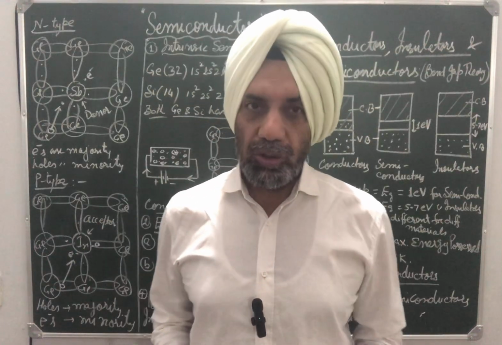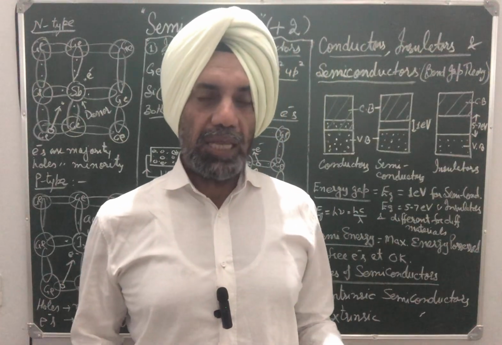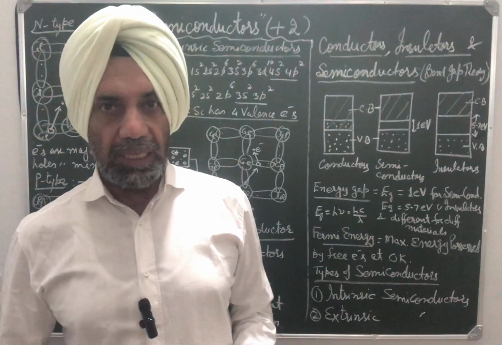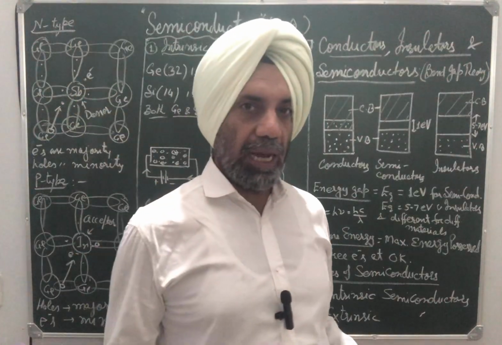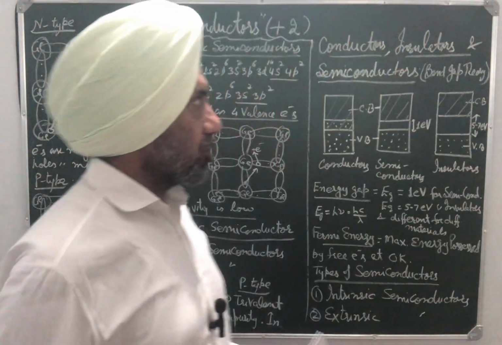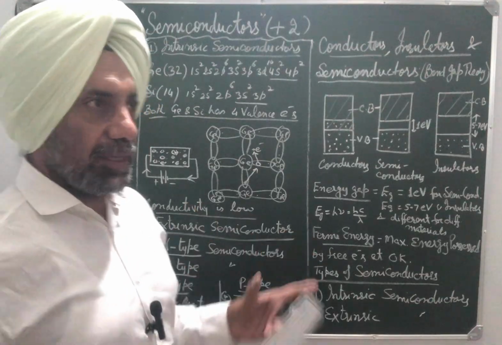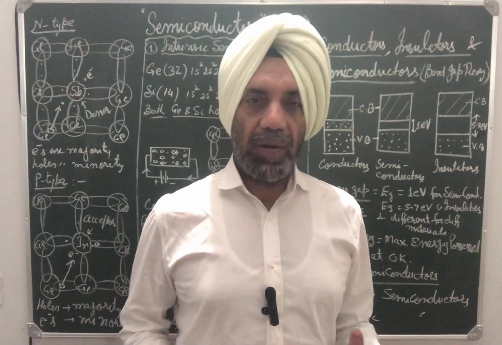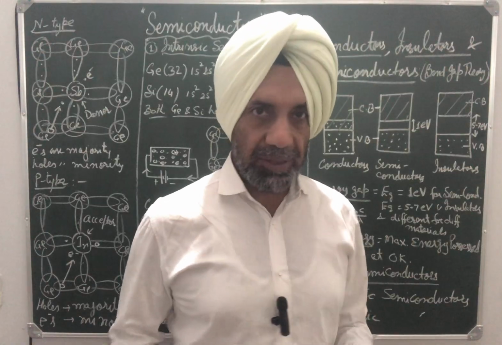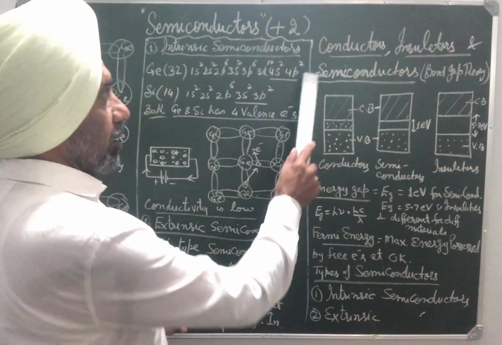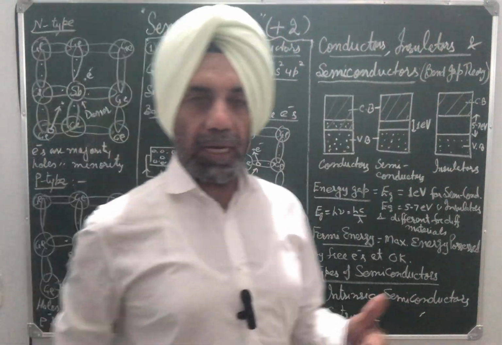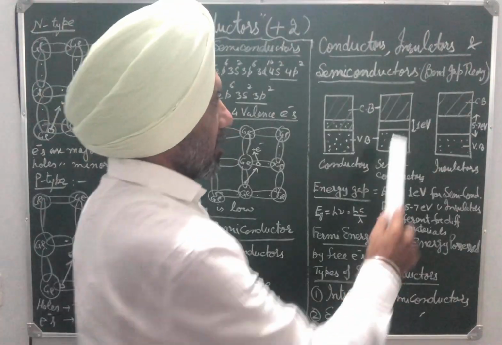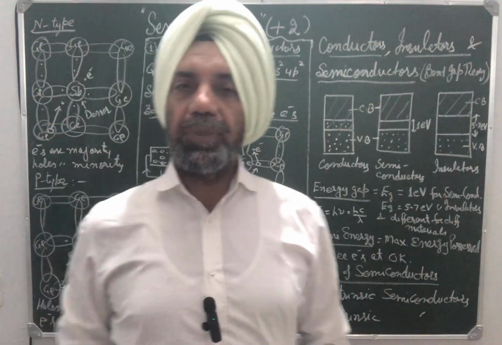So today I am going to start the last unit, which is known as electronics. In electronics, I would like to discuss first of all what are semiconductors, what is energy gap theory, and what are the types of semiconductors. So first of all, let us differentiate between conductors, insulators and semiconductors on the basis of band gap theory.